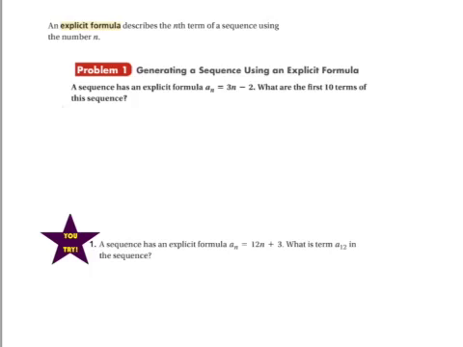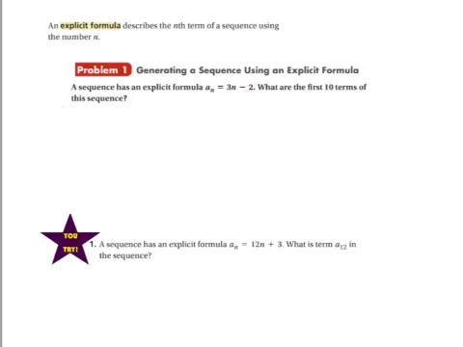Alright, so problem 1. Generating a sequence using an explicit formula, a straightforward one. A sequence has an explicit formula a sub n equals 3 times n minus 2. What are the first terms of this sequence? So that's pretty simple. This is straightforward. It lets us know that we have this formula and it wants us to find out the first 10 terms.